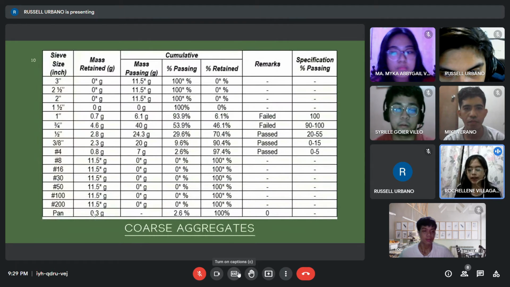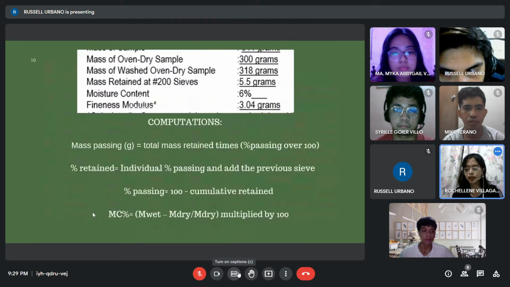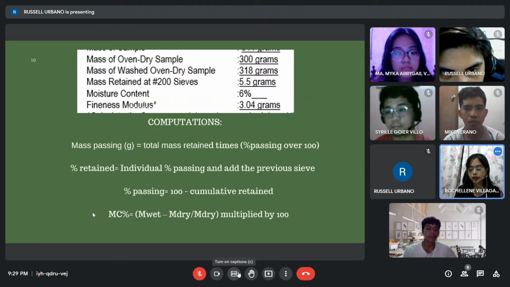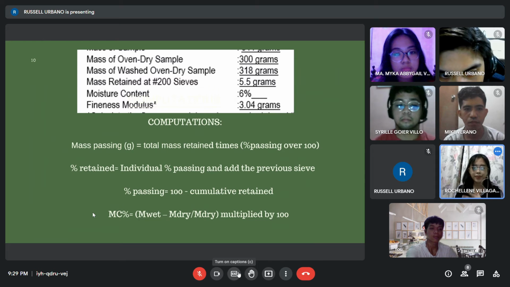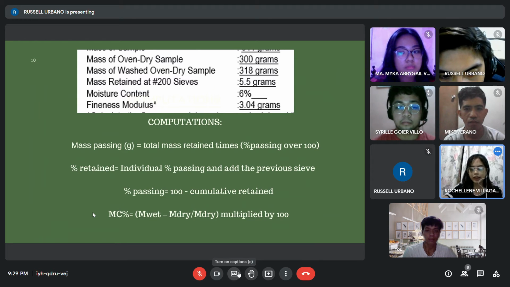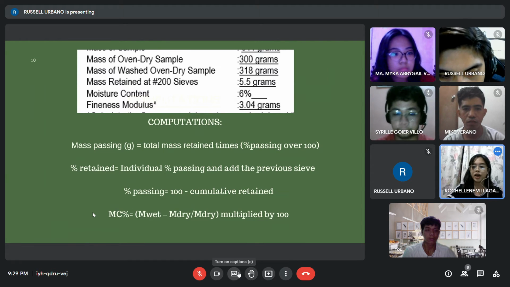The mass of oven dry sample is lower compared to the mass of sample, and the mass of wash oven dry sample is higher compared to the two, which is 318 grams. Lastly, the moisture content. In getting this, we use the formula mass of wet sample minus mass of dry sample all over mass of dry sample multiplied by 100.